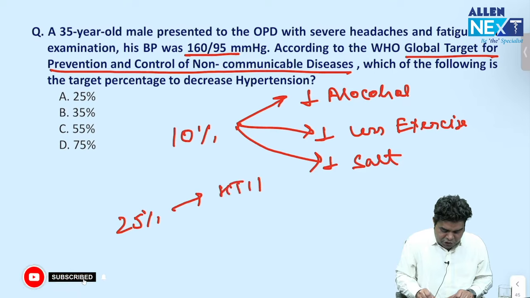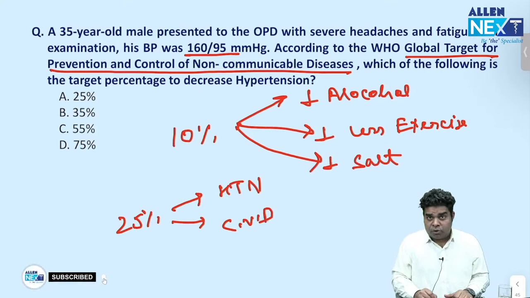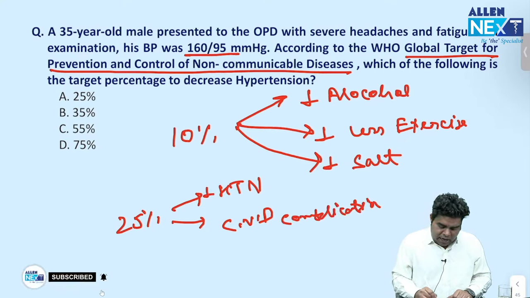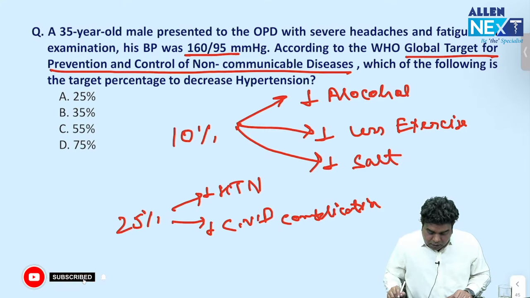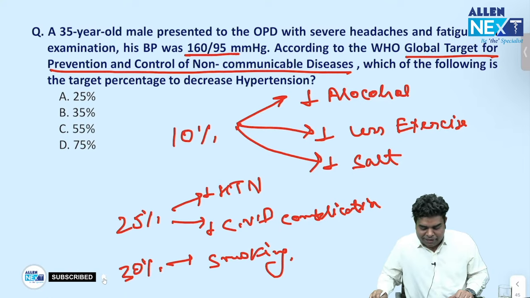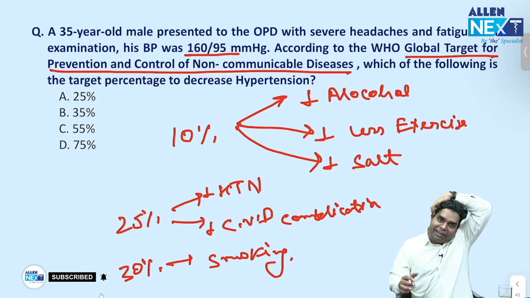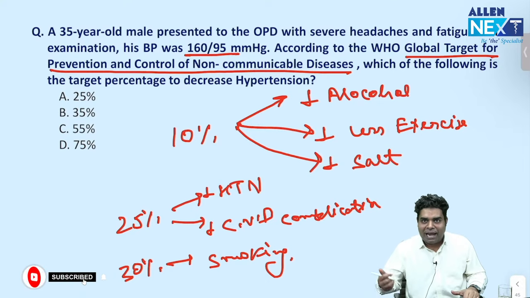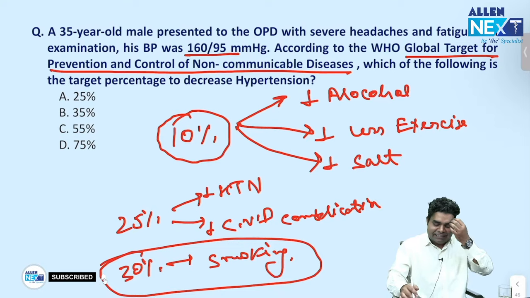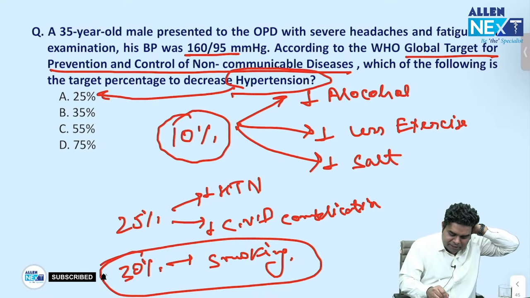25% is the reduction of hypertension and 25% is the reduction of cardiovascular deaths, that is cardiovascular disease and its complications. So these are the targets there. Plus, they have used 30% reduction of smoking. Okay. So how to remember it? Just you have to mug it. Mostly the people in foreign countries drink alcohol more because of the cold climate. So for alcohol, they have put a very low target. Smoking, very high target. Less exercise and salt are the same as alcohol. So for hypertension, the answer is 25%.